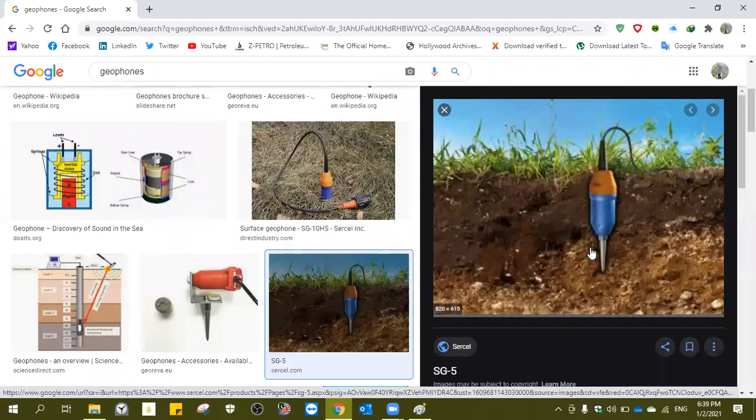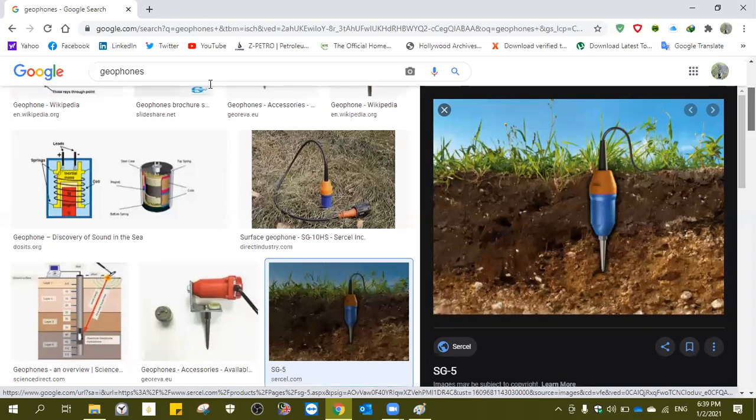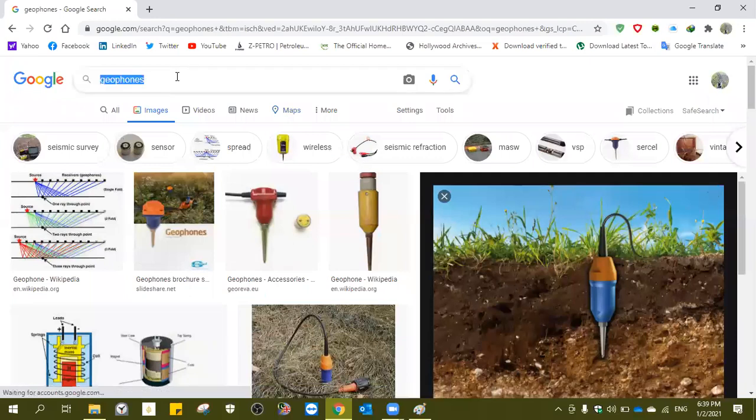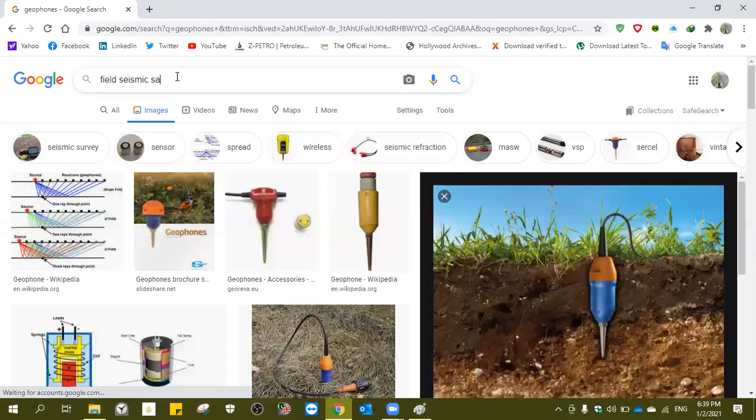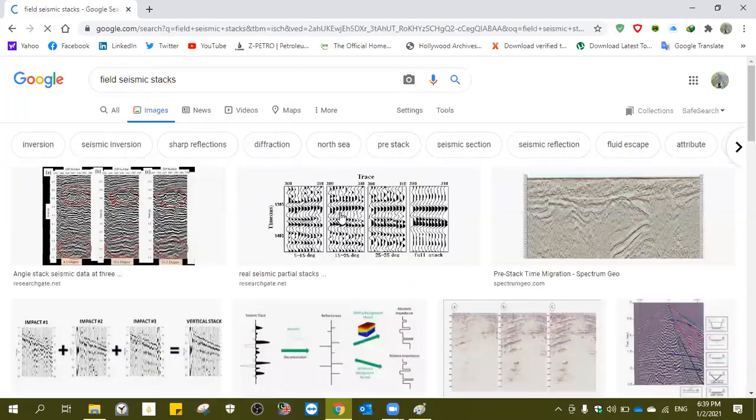You can see there the geophones, which we can easily plug into the upper earth surface. When the vibrators shake the ground, these are very sensitive to the waves. So they collect the information, and at the end we get the stacks, known as field seismic stacks, which is basically unprocessed seismic data.